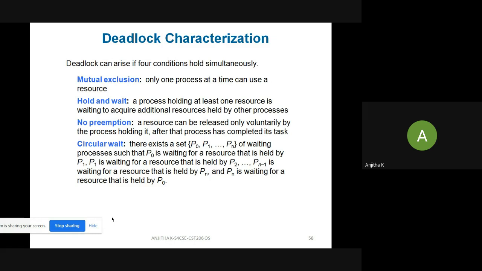So what is mutual exclusion? Only one process at a time can use a resource.